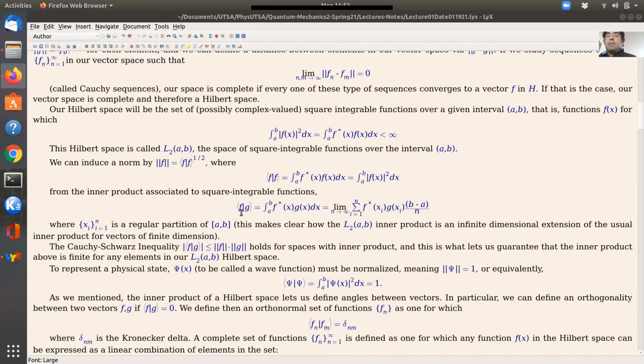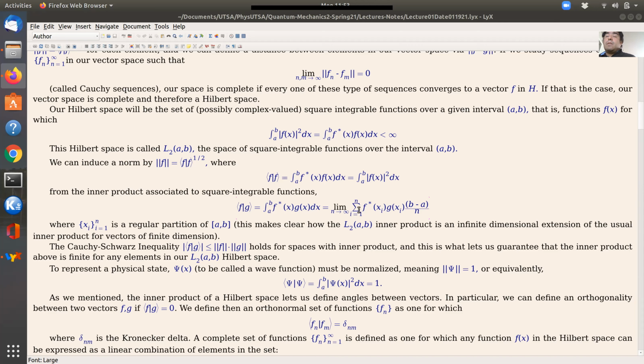we have the inner product of f with g is the integral from a to b of f star of x, so the conjugate of f, times g of x dx. And if you remember your classes on calculus and integration, this integral is simply a limit. It's the limit, as you decrease the size of the intervals in your partition, of the sum of f star evaluated at a point xi inside each one of the intervals, times g of xi, times the length of each interval.